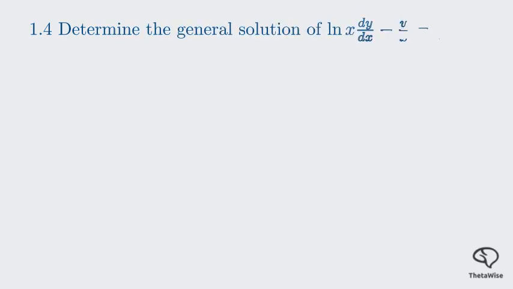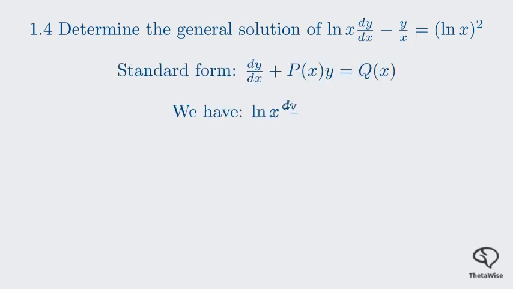Question 1.4 presents another interesting challenge. The equation is ln x times dy/dx minus y over x equals the natural log of x squared. Take a moment to look at this. Does it look familiar? It has a term with y, so it's linear, but just like the last one, it's not in standard form. The dy/dx term has a coefficient of ln x, but we need it to be 1, so our first step is to divide everything by ln x.